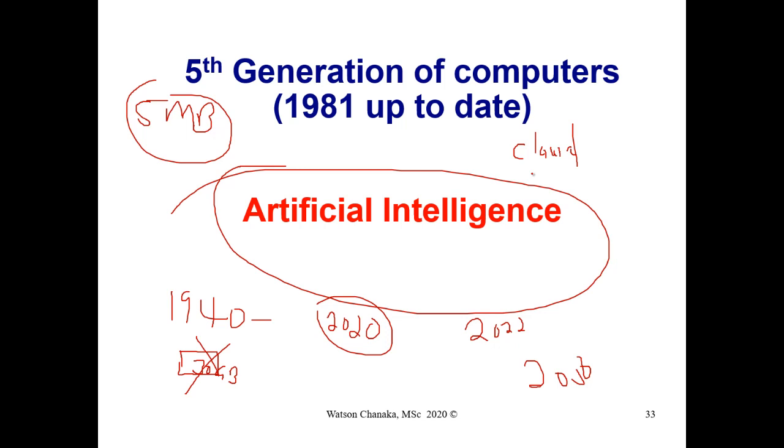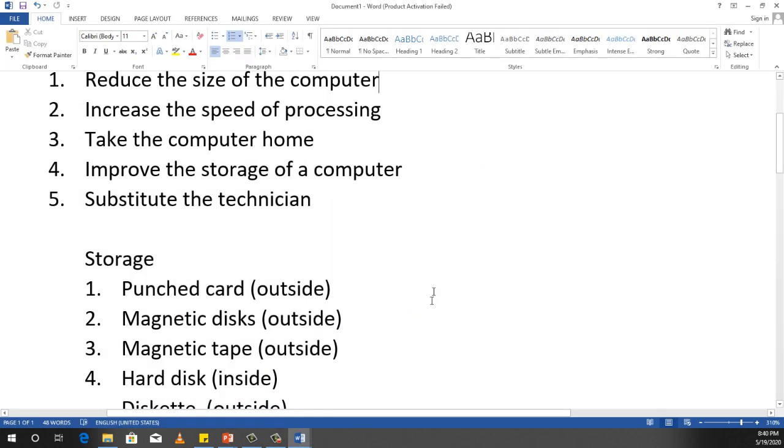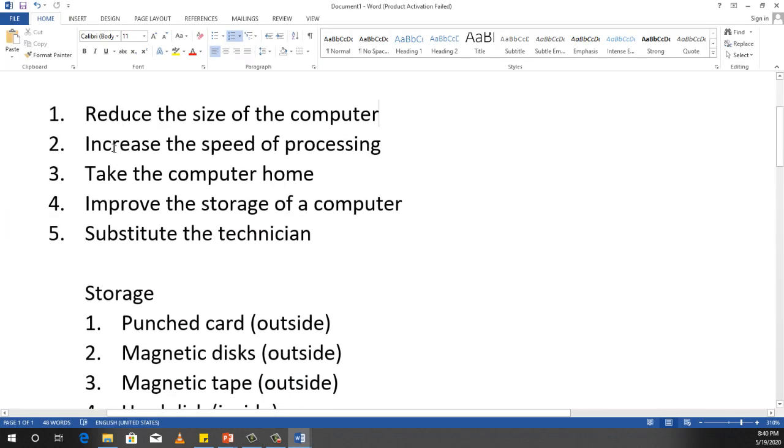What comes after the cloud storage? Nobody knows. We're still waiting. The scientists, they still have these objectives. They haven't stopped these ones. They are still trying to work to reduce the size of the computer until now. They think that the types of computer we have nowadays in 2020, they're still big. They still have this objective of reducing the size of the computer. They still want to increase the size of processing. If you look at your phone, some of your phones, they are much faster than a personal computer. That's the objective of the scientist.